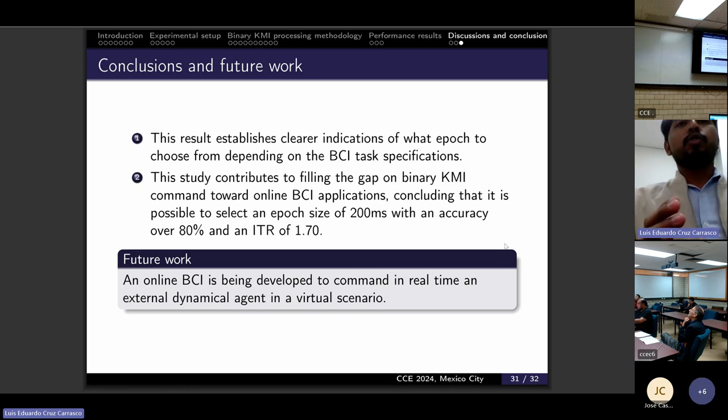This study contributes to filling the gap in non-binary KMI command software and online BCI applications. We can conclude that it's possible to command an external agent every 200 milliseconds with an accuracy over 80%, and we can have an ITR of 1.70, that is the amount of information per unit of time. As future work, we are building the online BCI to command in real time an external dynamical agent in a virtual scenario.